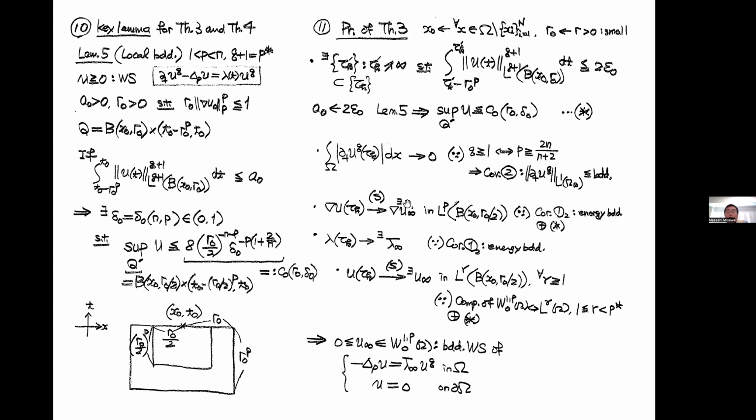So this is combined with the usual weak convergence. Then we have the limit of u_tau_k, denoted by u infinity, which is a non-negative and bounded weak solution. This one. One minute, please. Next.